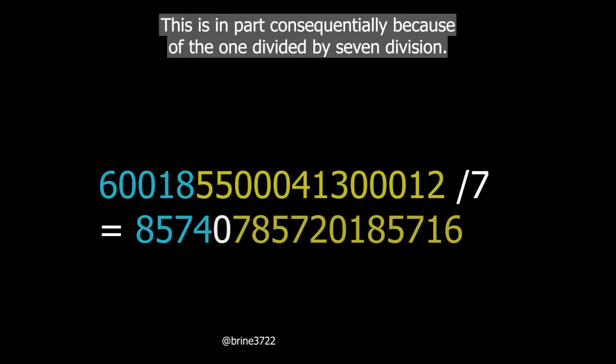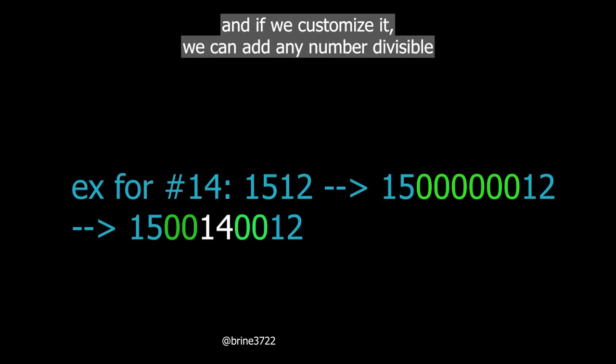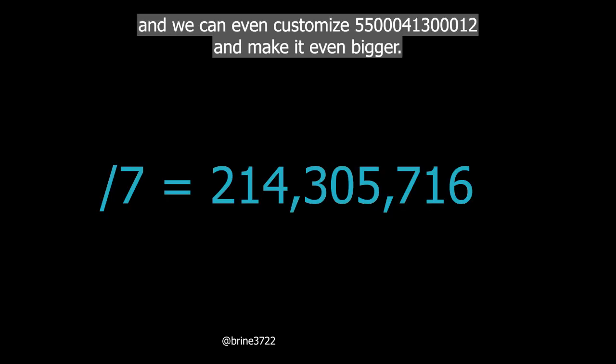And this is in part a consequence of the 1 divided by 7 division. By adding a certain amount of zeros to any base number divisible by 7, we create infinite chains of divisibility by 7 for that given number. And if we customize it, we can add any number divisible by 7 in any of these zeros and get our own little number. And we can even customize 55,000,413,000,012 and make it even bigger.